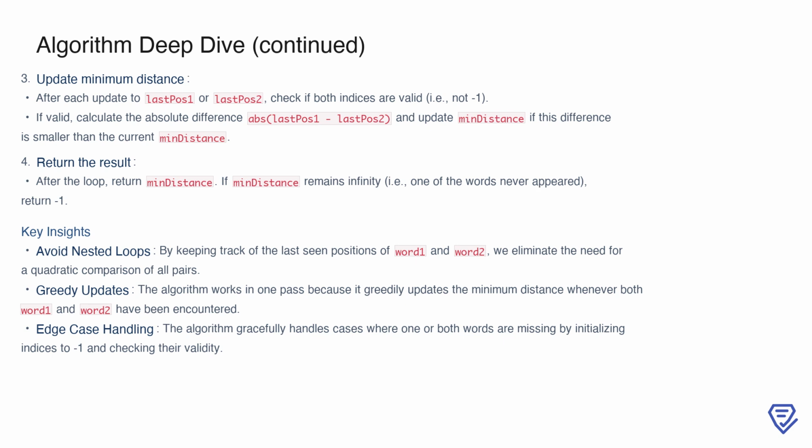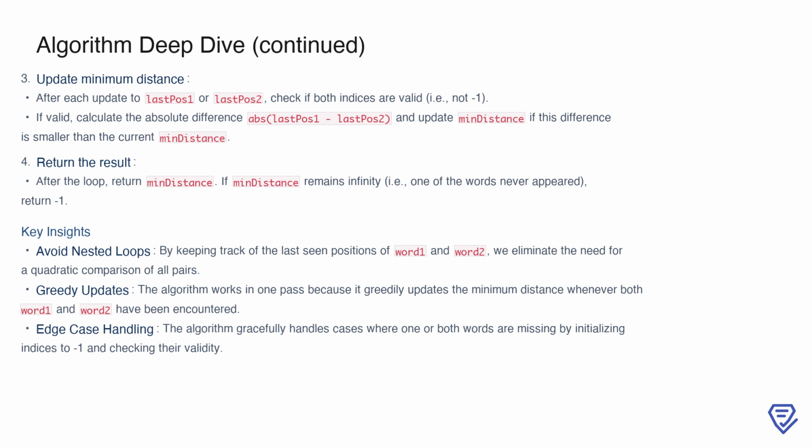Now, during the traversal of the list, whenever we find an occurrence of word 1, we update lastPos1 to its current index. Similarly, when we encounter word 2, we update lastPos2. After updating either variable, we check if both lastPos1 and lastPos2 have been set to valid indices, meaning neither is still -1. If both are valid, we calculate the absolute difference between the two indices and compare it with the current value of min distance. If the new difference is smaller, we update min distance accordingly.